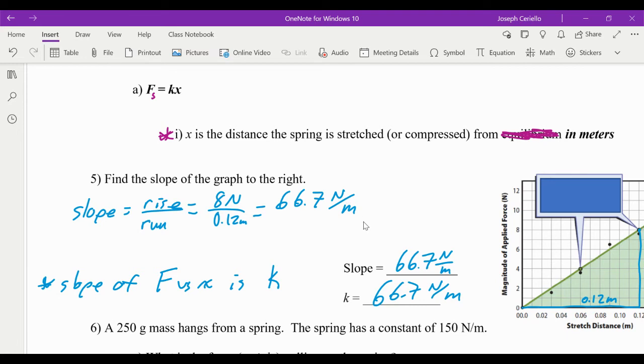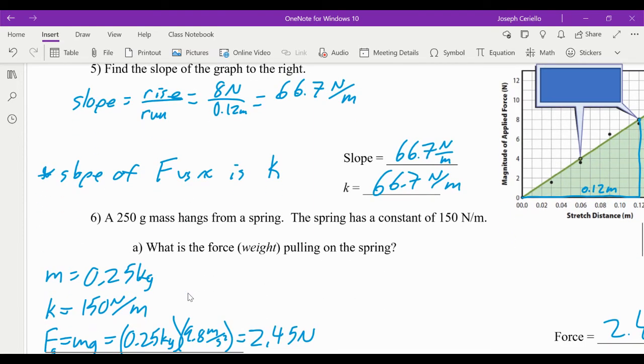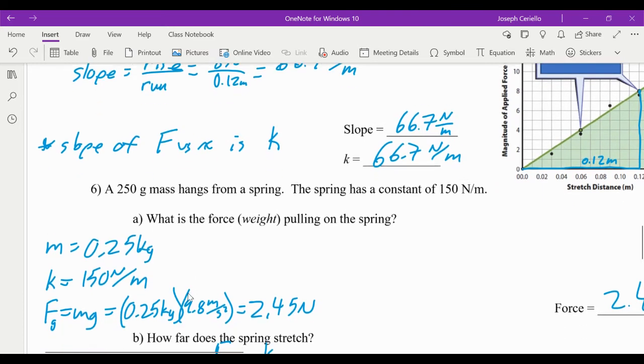Now, notice that newtons per meter is also our unit for k. All right, so the slope of a force versus x graph is k. The slope of a force versus spring stretch, or elongation, is the spring constant. It's the ratio of those two numbers.